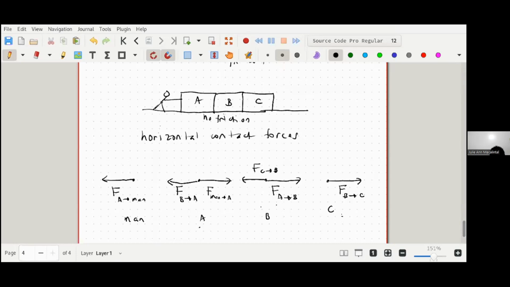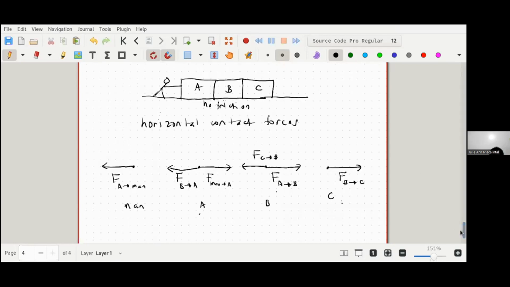Yung magnitude, depende pa yan. Dito pumapasok yung sum of all forces on each para malaman kung ano yung magiging magnitudes. Okay, so ito yung mga ano. So, contact forces only, kailangan mula sa katabi lang manggagaling yung force. Hindi pwede na from somewhere farther away, like yung man at yung B. Hindi sila in contact.